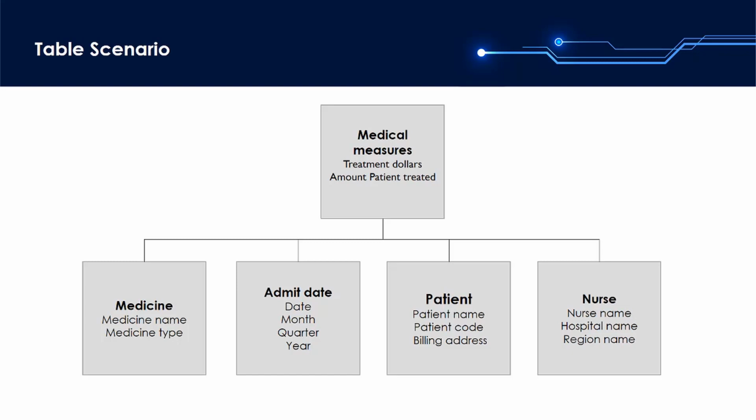We can even maintain various other information in the fact table, for example, the expected cost of the treatment and the number of patients treated. And all these fact and dimension tables will be linked with each other using the concept of referential integrity.